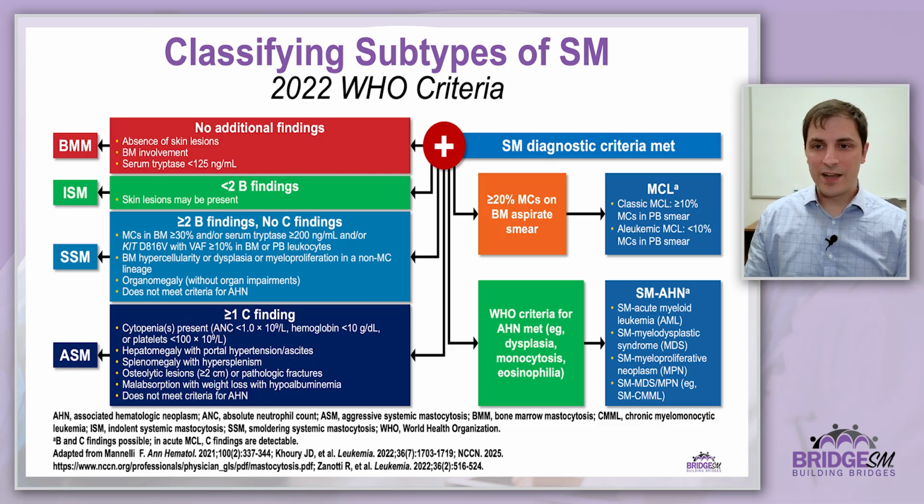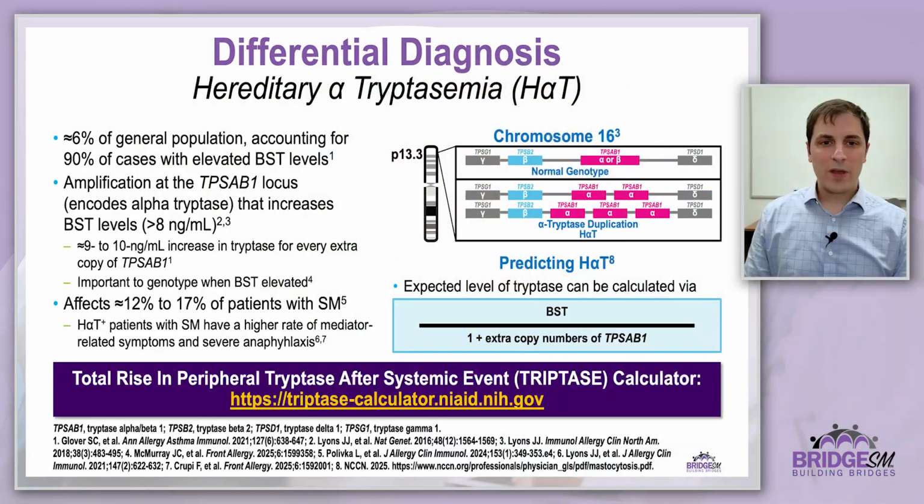C findings are signs of organ failure. So these are cytopenias, splenomegaly with hypersplenism, portal hypertension, really signs that the organs are not only impaired, but not functioning appropriately. The workflow here is 1, diagnose systemic mastocytosis using the major and minor criteria, and then 2, appropriately subtype systemic mastocytosis.